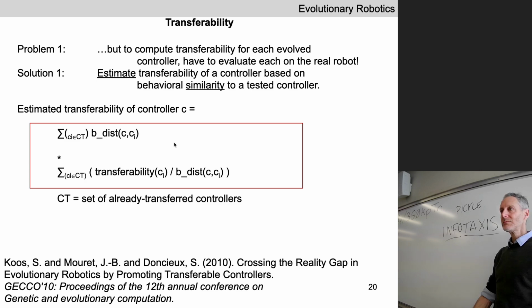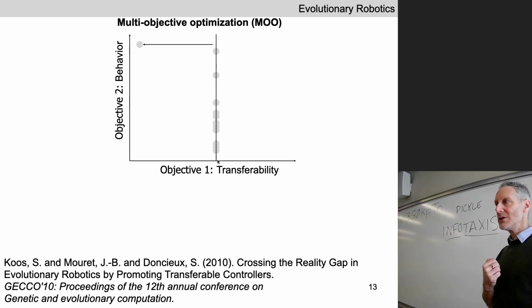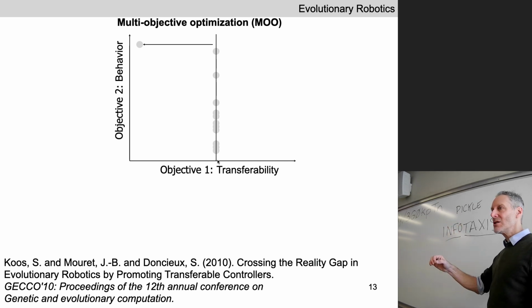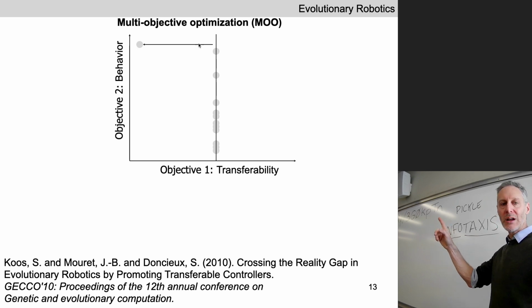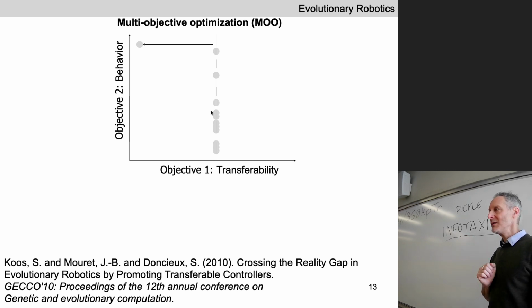So far, so good? So now, finally, we can go through all of these controllers and assign an estimated transferability to them, thanks to the fact that one of them has already crossed the gap. That set CT has one member in it. And we're going to compute the transferability for all of these. And we now have two numbers for all of these controllers. We have their behavior and we have their transferability. Which one do we send across the gap next?